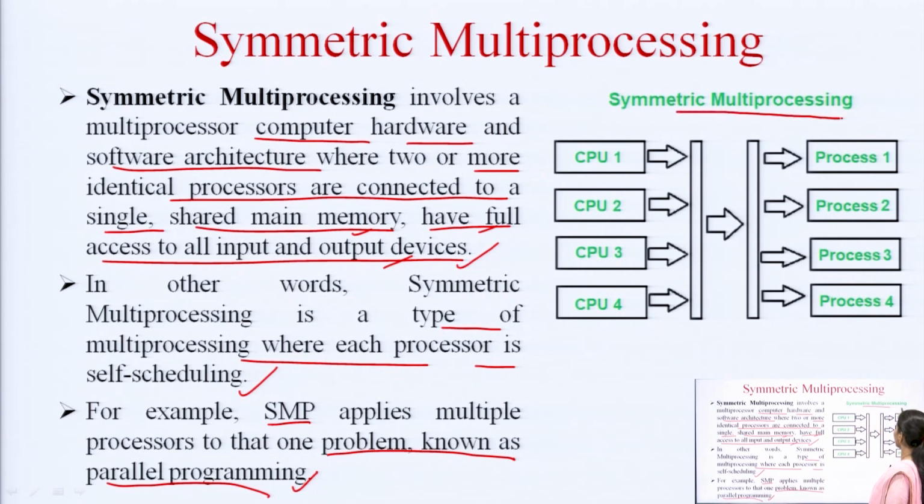In case of symmetric multiprocessing, see this is the figure representing the idea that all the CPUs have equal access to the system buses and to the resources and they are executing process 1, 2, 3 and 4 simultaneously and are treated equally.